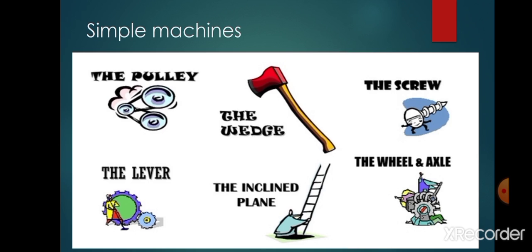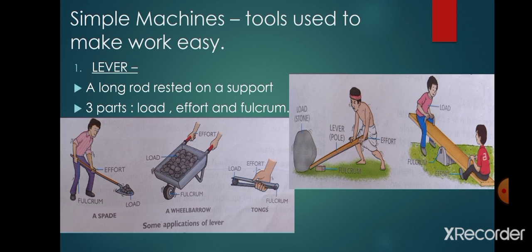Now there are six types of simple machines. What are they? They are lever, pulley, inclined plane, wheel and axle, screw and wedge. These are the six types of simple machines. We are going to study each of these types in detail. The first one is lever.